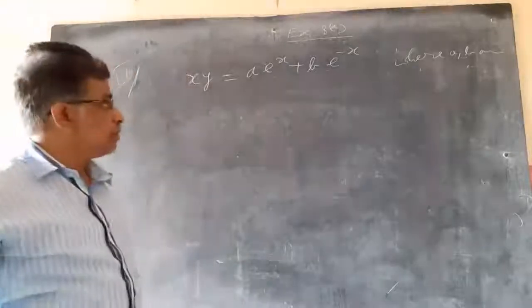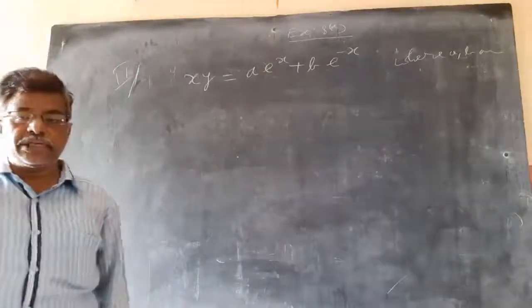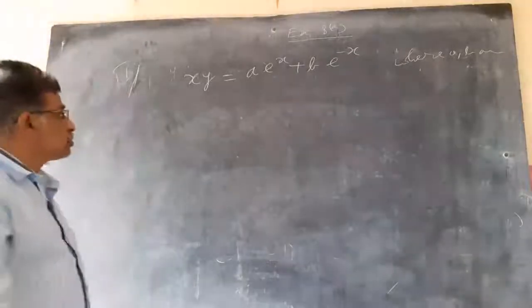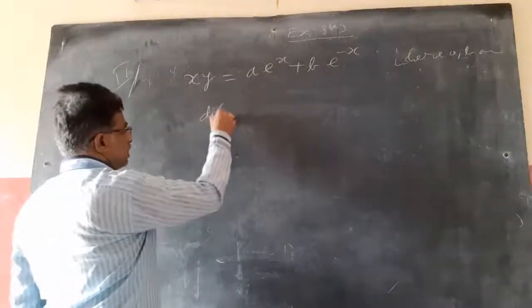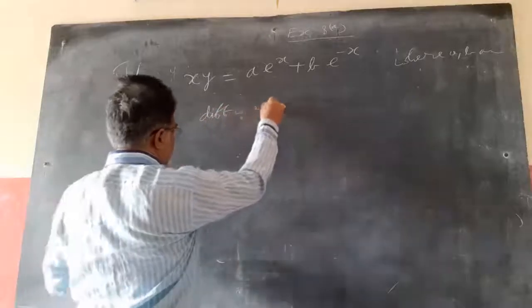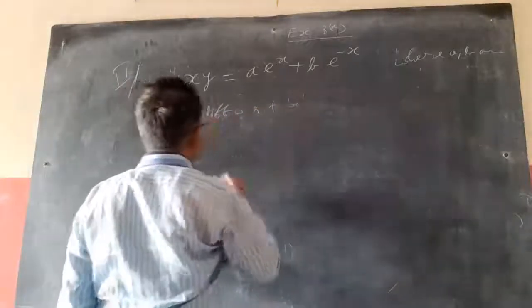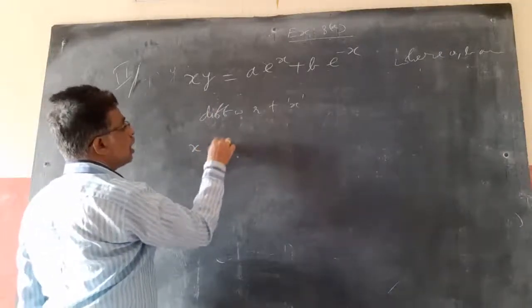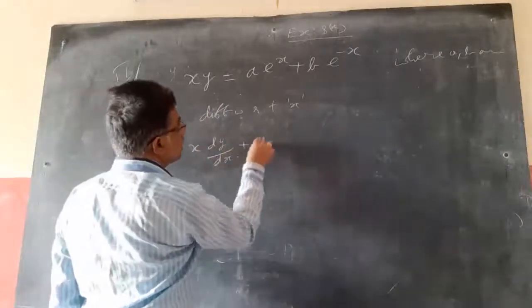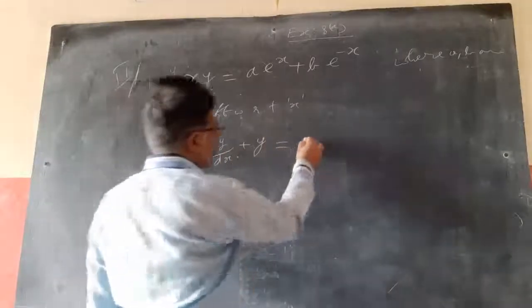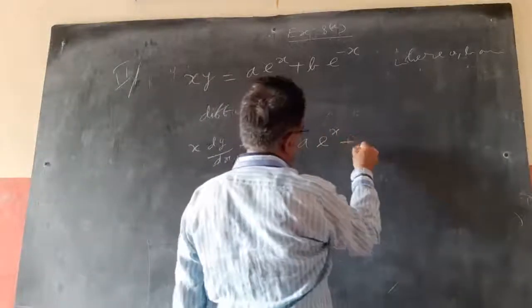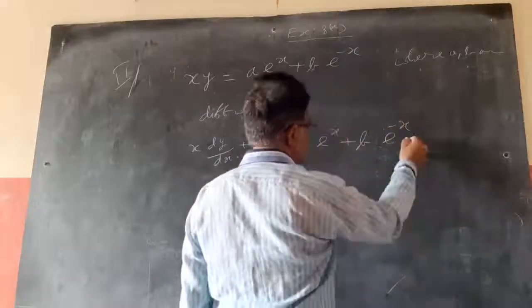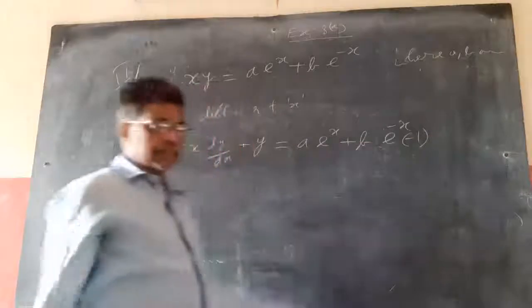How do we eliminate both a and b? It means you have to differentiate this two times. So differentiate with respect to x the first time. We get x into derivative of y, dy/dx, plus y into derivative of x, which is 1, equal to a into e^x, the derivative of e^x, plus b into e^(-x) into the derivative, minus 1.